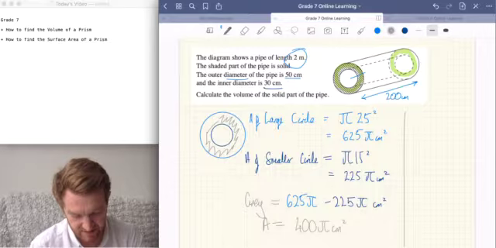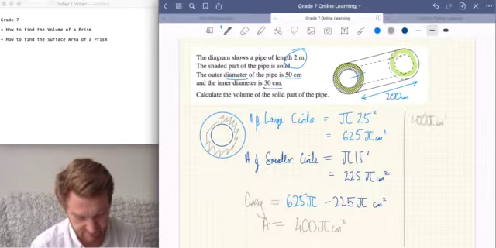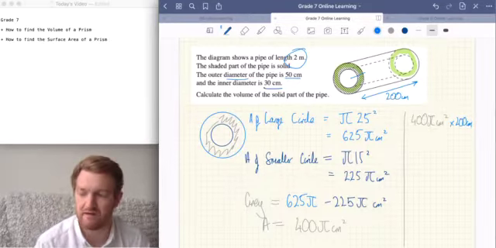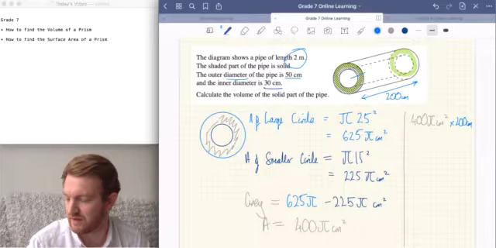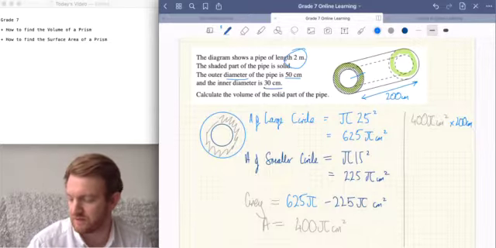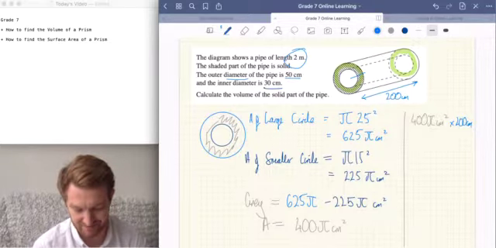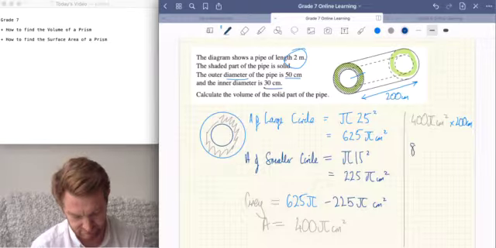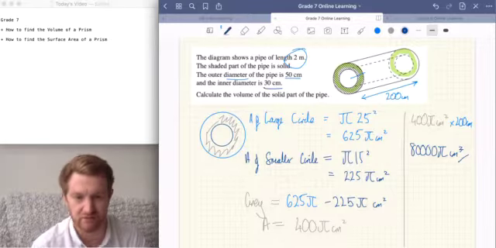So we take the grey cross section and we multiply it by the 200 centimeter depth. And remember that we're giving our answer in terms of pi. 400 times 200 is 80,000. So that's 80,000 pi centimeters cubed. That is perfectly fine to leave your answer like that.